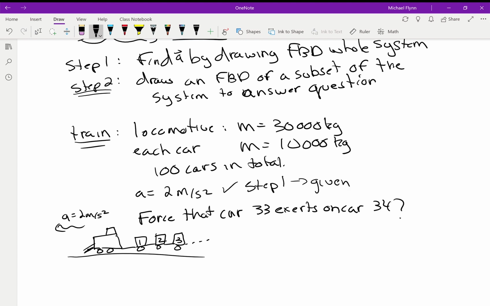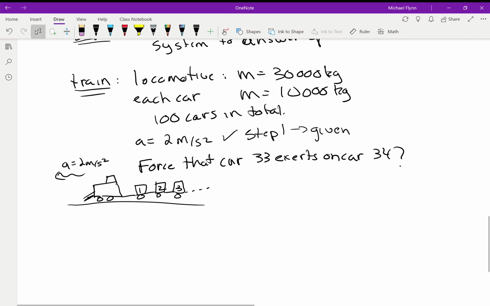So you don't have to do step 1. Now this becomes a one-step problem. So let's go straight to step 2. You're not just going to draw a diagram of car 34. If you do that, you're going to have two forces on car 34: one from 33 pulling it forward, which is the one we want, but then 35 is pulling it back. We don't know what that is, so it's going to be two unknowns. But we're not going to do that.